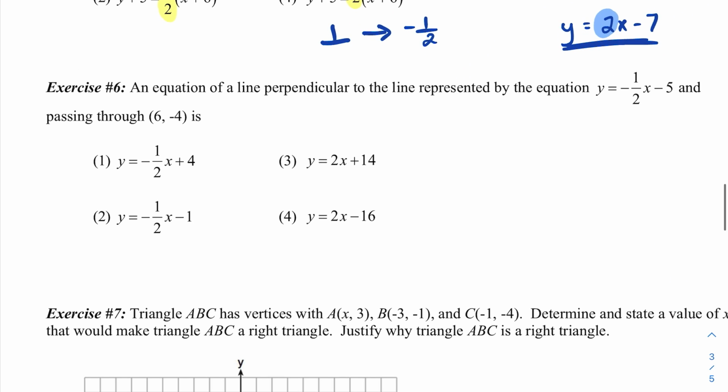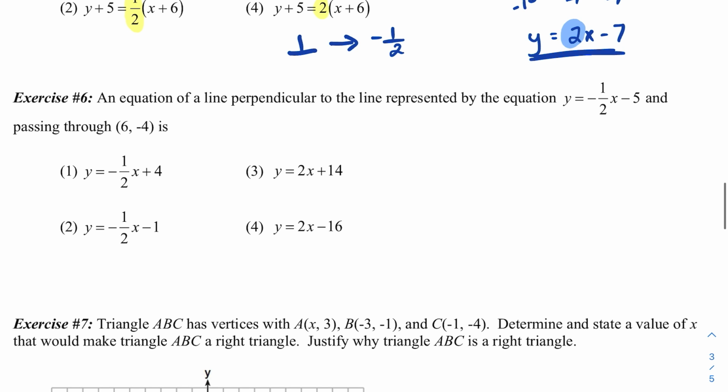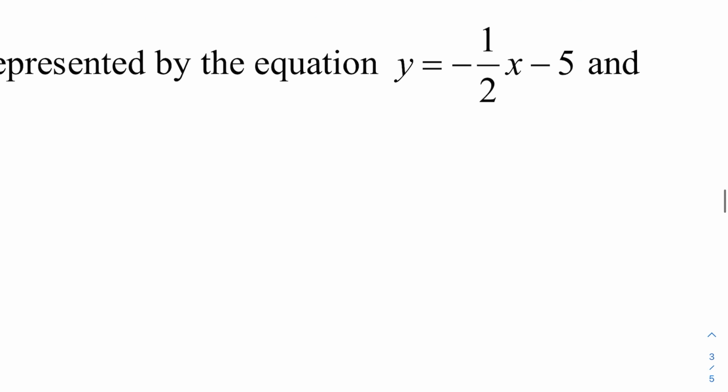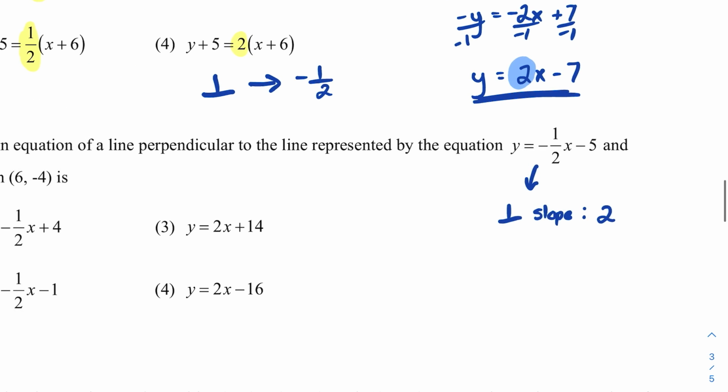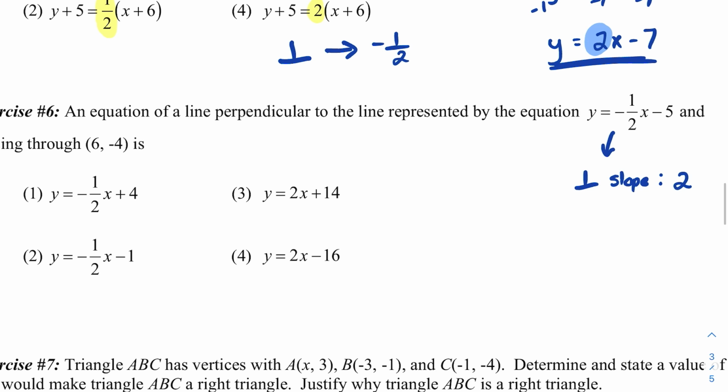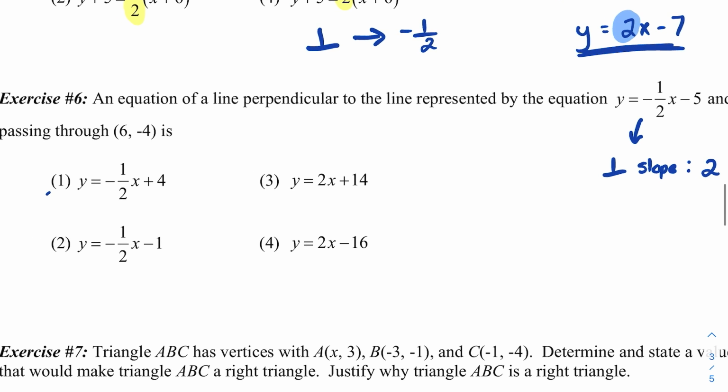Okay, an equation of a line perpendicular to the line represented by that equation and passes through the point 6, -4 is what? All right, we want it to be perpendicular to this line right here. So if it has to be perpendicular, the perpendicular slope would need to be a slope of 2. So we could eliminate 2 choices right off the bat. We need a slope of 2. That's the only way it's going to be perpendicular. So not choice 1, not choice 2. So we're down to either 3 or 4.